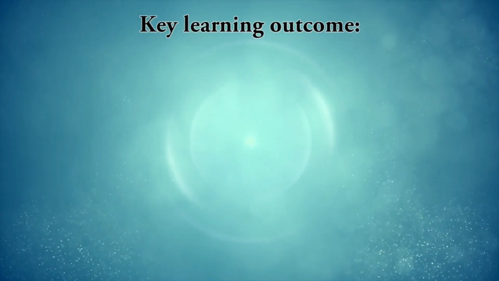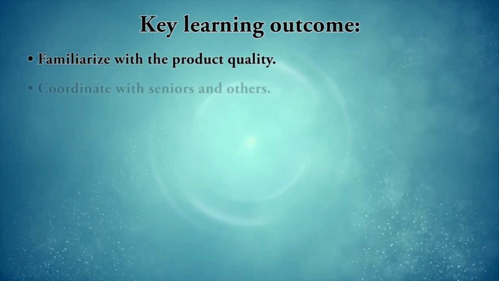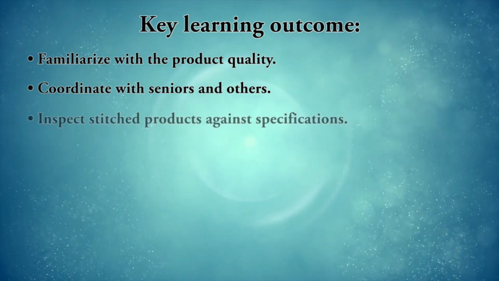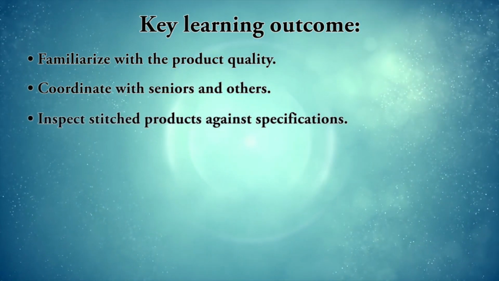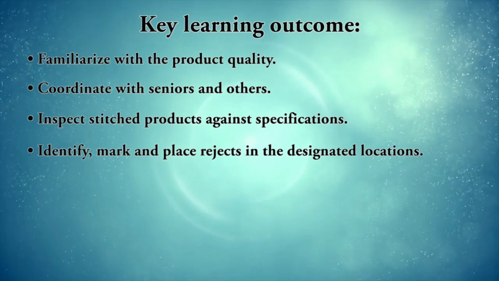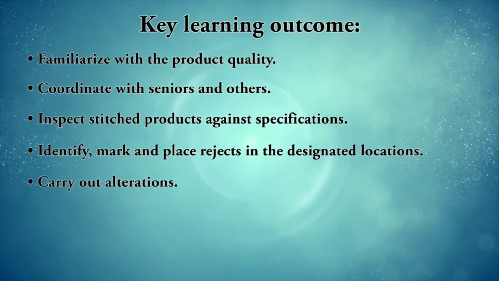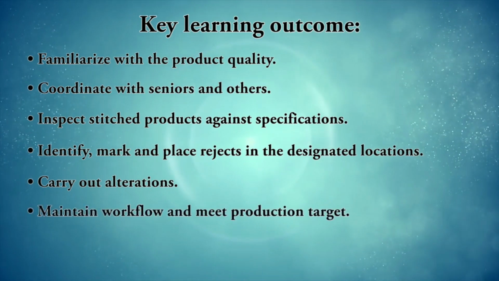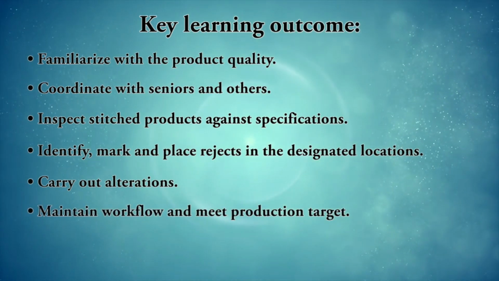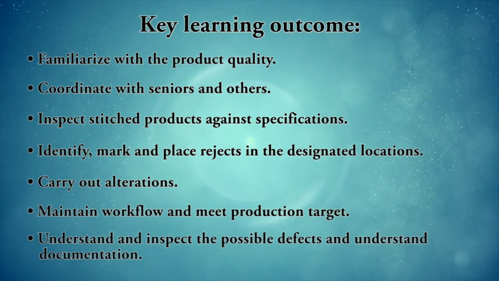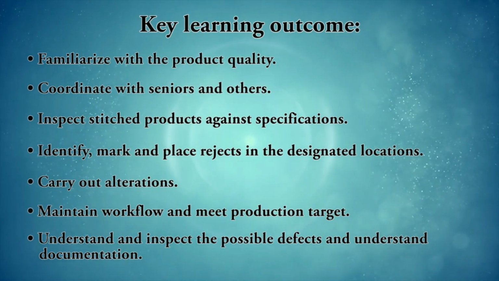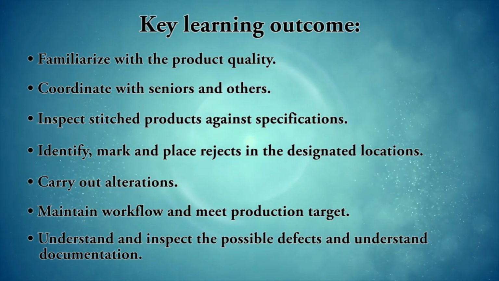Key learning outcomes: familiarize with the product quality, coordinate with seniors and others, inspect staged products against specifications, identify, mark and place rejects in the designated location, carry out alterations, maintain workflow and meet production targets. Understand and inspect the possible defects and understand documentation.